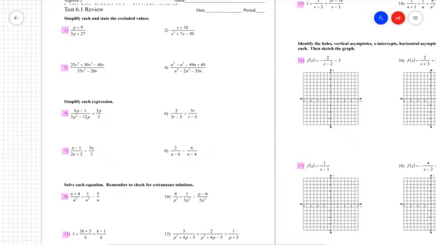Hey guys, so I'm going to be going over the odds of the test 6.1 review, and then your test will be tomorrow. So the bulk of this test is over rationals.